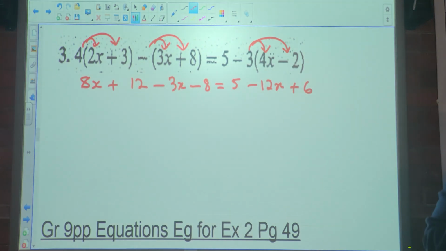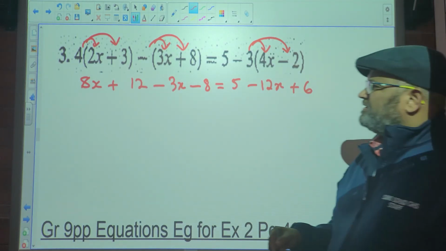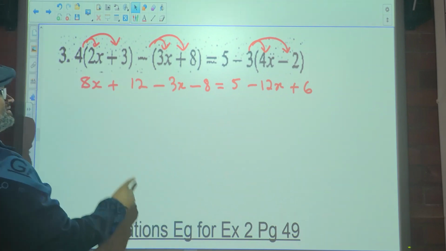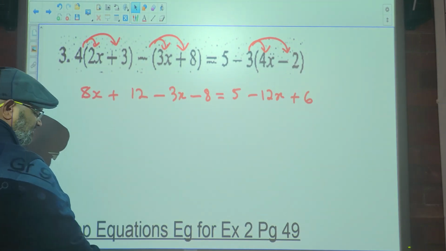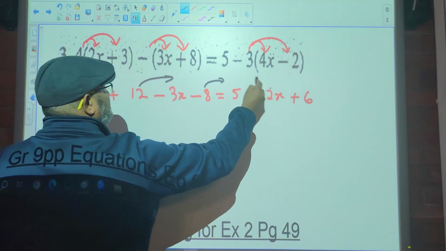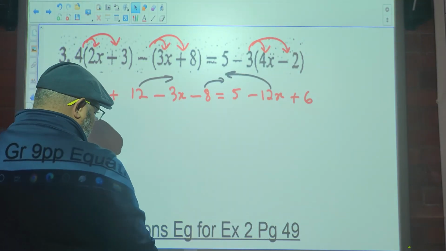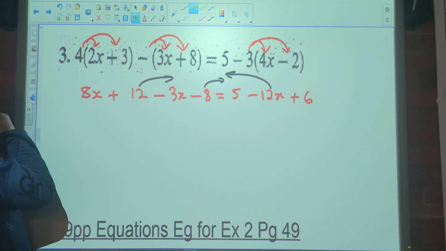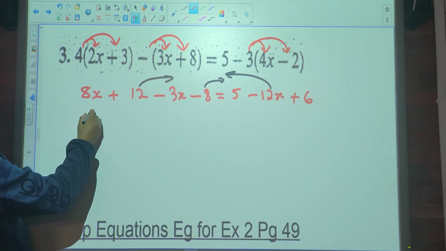You will understand. Now we're moving too fast. No. Okay? So what do we do now? X is one side, numbers the other side. So 12 goes over, negative 8. And so this 12x comes to the left hand side. If you're transposing here, remember to change the sign.